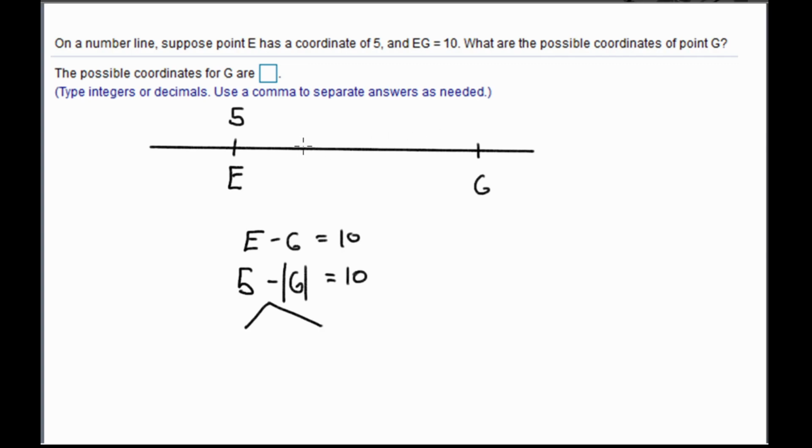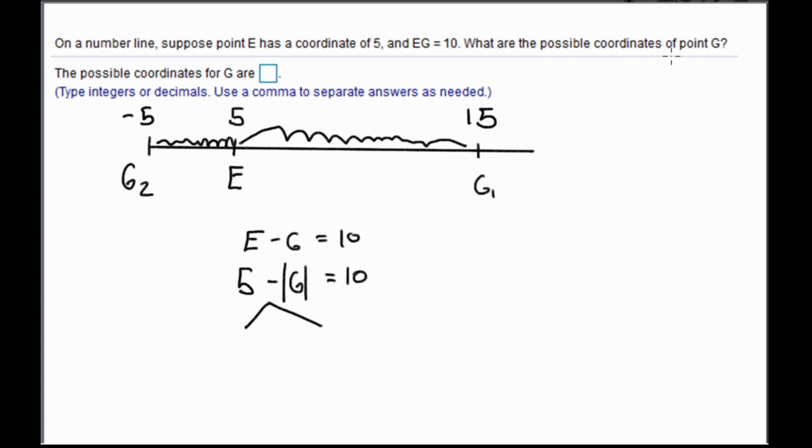But for now, I know the length here must be 10. So I'm going to go 1, 2, 3, 4, 5, 6, 7, 8, 9, 10. And that's going to put me at 15. But I can also go to the left 10. So I'll call this G1 for the first G that we found, and I'm going to put G2 here. Obviously nothing's to scale. That's fine. We don't trust our eyes in this class. Go back 10, and then that would just give me 5 minus 10, which would be negative 5.